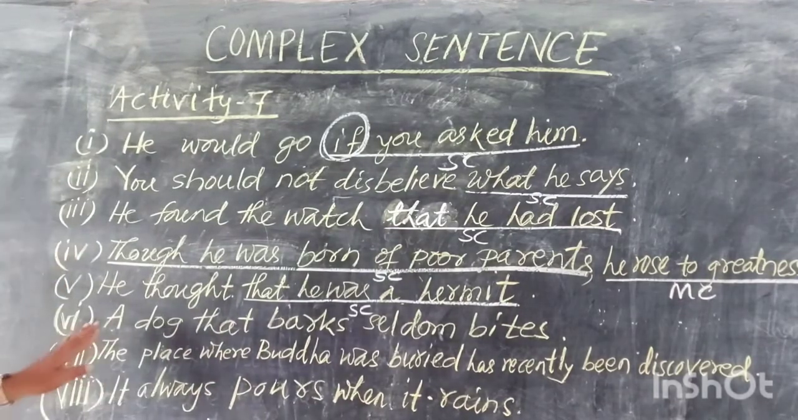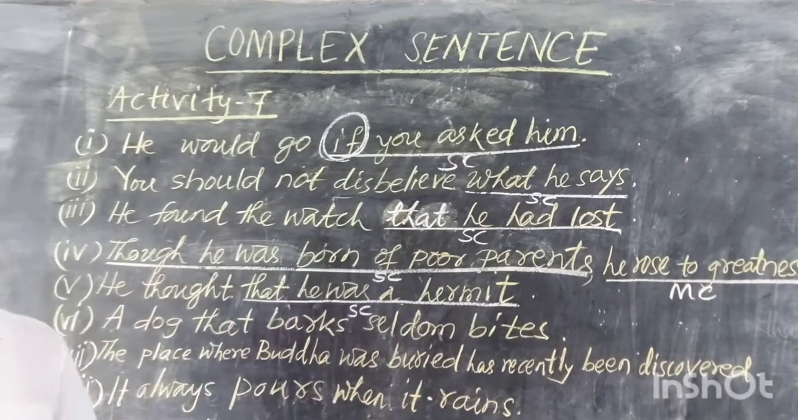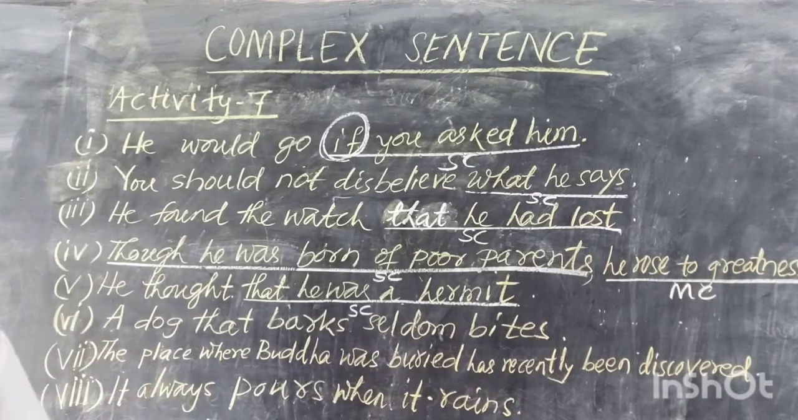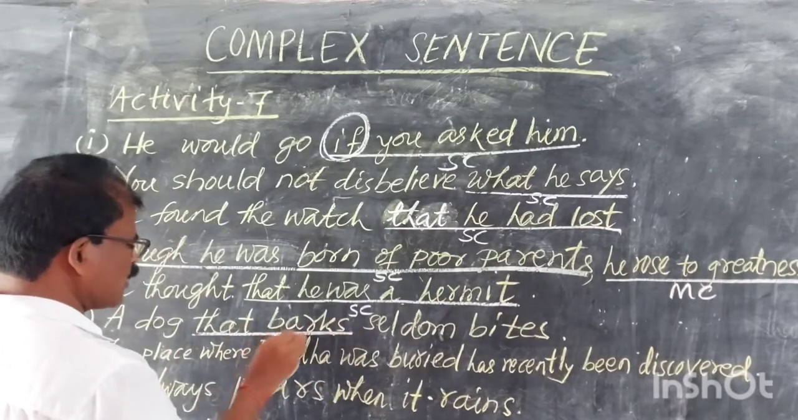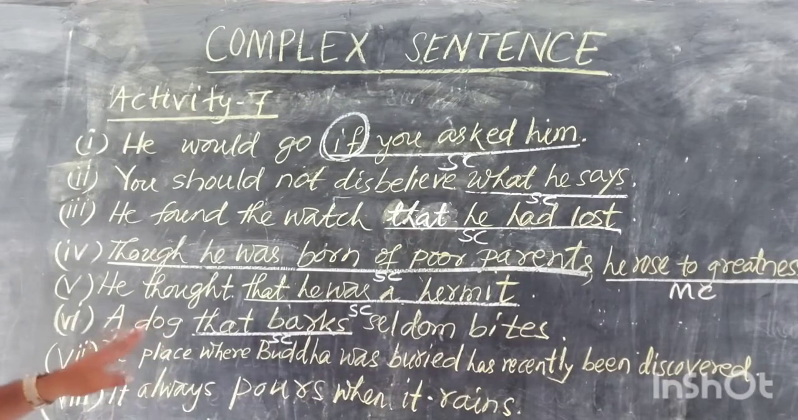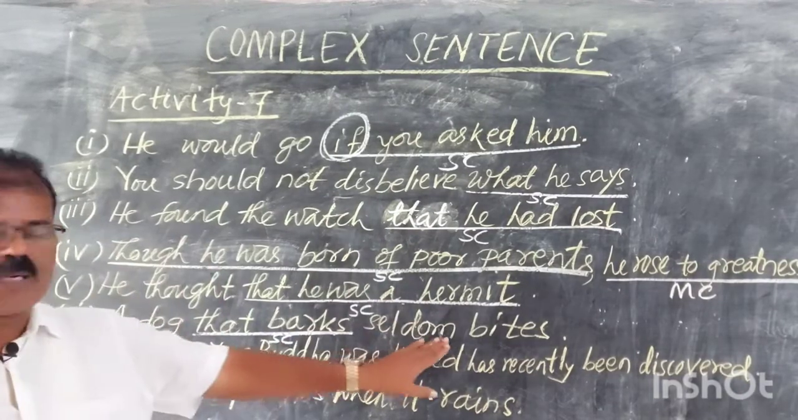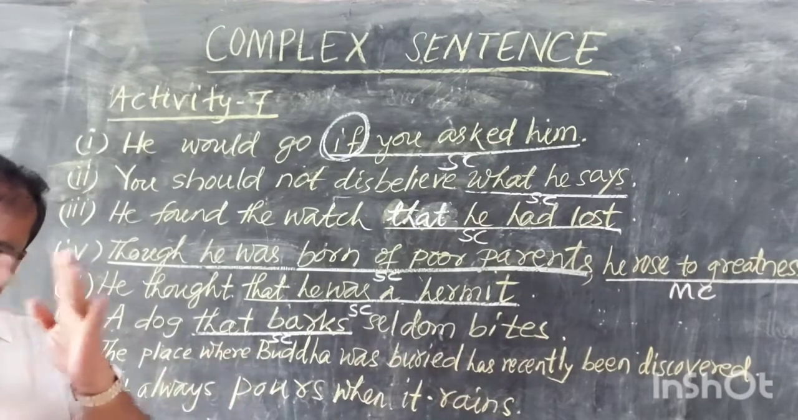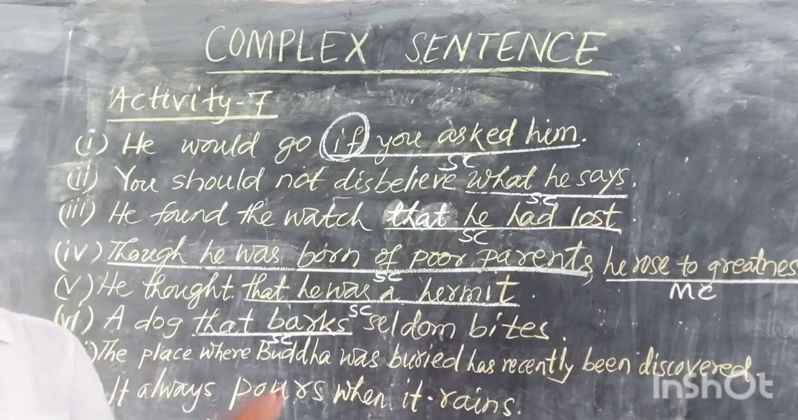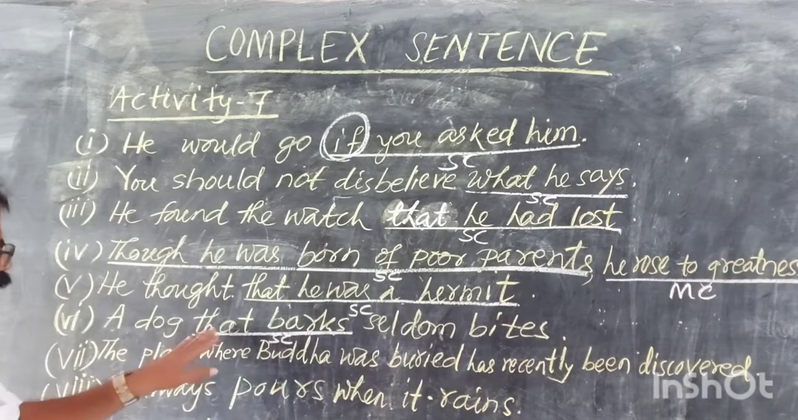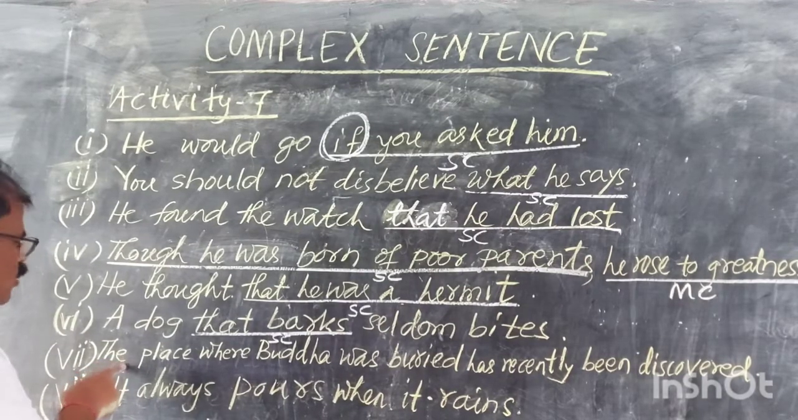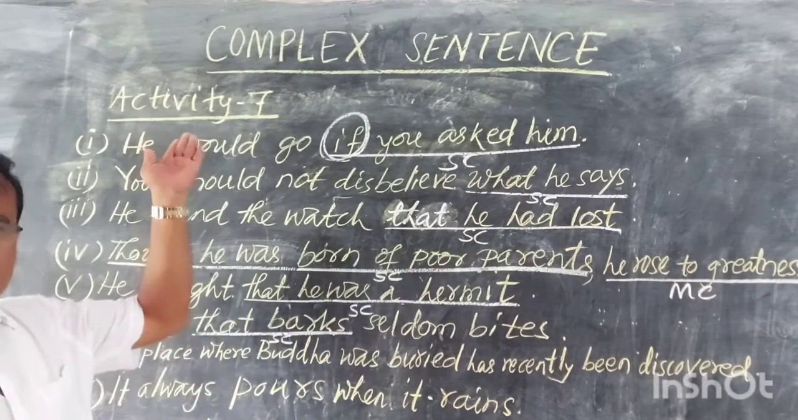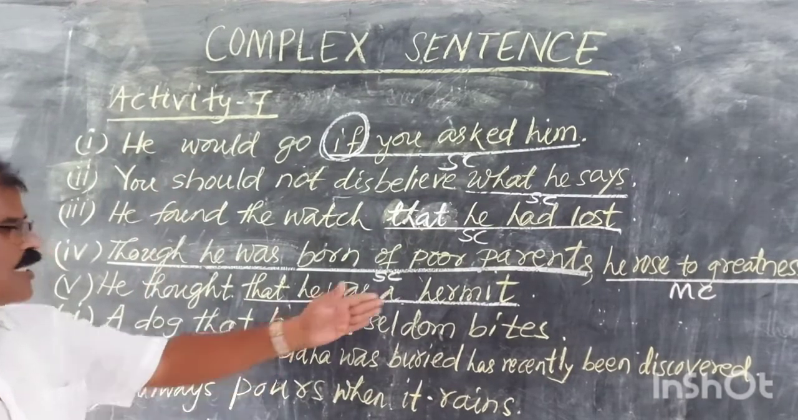Okay? A dog that barks seldom bites. No. That barks. This much is a subordinate clause. This is one part of the main clause and this is another part of the main clause. Main clause can be split, but subordinate clause cannot. Okay? So subordinate clause is in the middle. So subordinate clauses can be used at the beginning, in the mid position and at the end position.